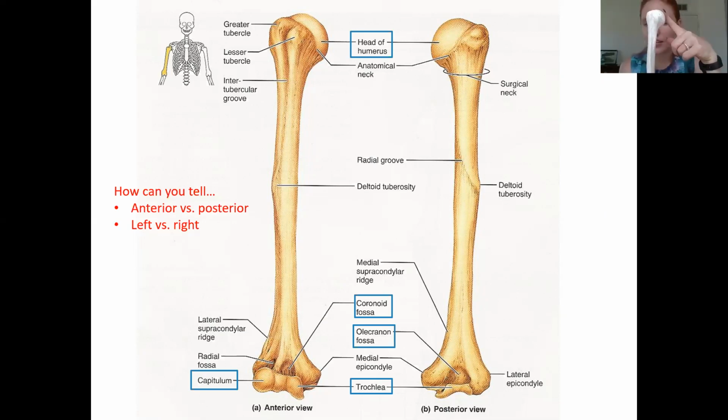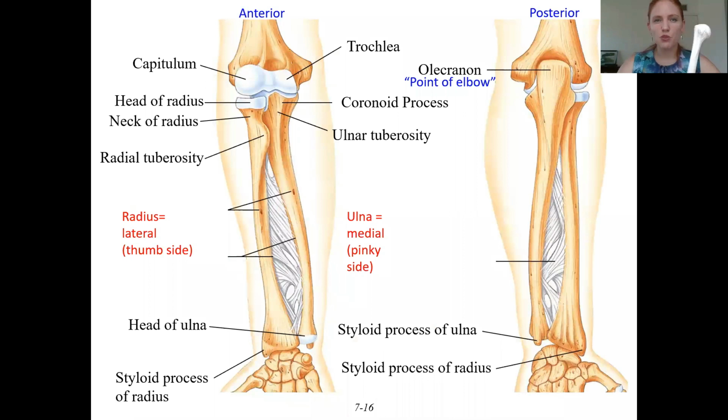So if this is the medial side, so I know I'm on the front, I see the trochlea and the capitulum, I do not see the olecranon fossa. I do see the head of the humerus there. Okay, so this bone right here, is it a left or right? This one right here, and the one I'm holding, is a right bone. Okay, so it's going to take some practice and you have to go through a lot in order to get there. Okay, so let's move on a little bit more to these.